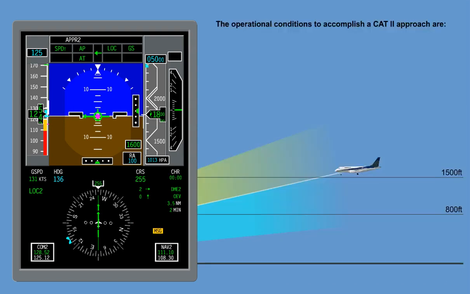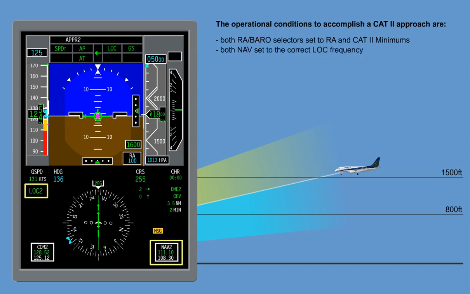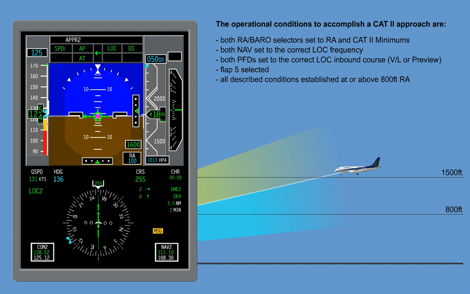The operational conditions to accomplish a Cat 2 approach are both RA Baro selectors set to RA and Cat 2 minimums. Both NAV set to the correct localizer frequency. Both PFDs set to the correct localizer inbound course, VOR/LOC or preview. Flap 5 selected. All described conditions established at or above 800 feet RA.